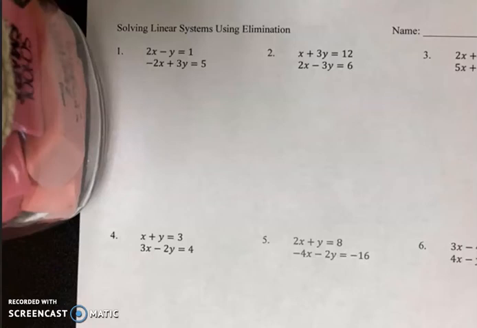So far you've learned how to solve linear systems using graphing and substitution. Now we're going to take a look at elimination. For elimination, really what we're doing is we're trying to cancel out one of the variables in order to solve for the other, and then taking it and substituting it back in. So there is still some type of substitution going on here.